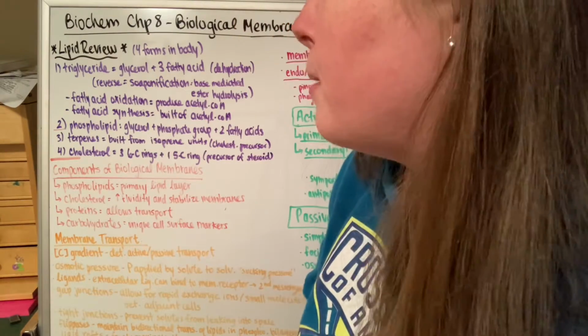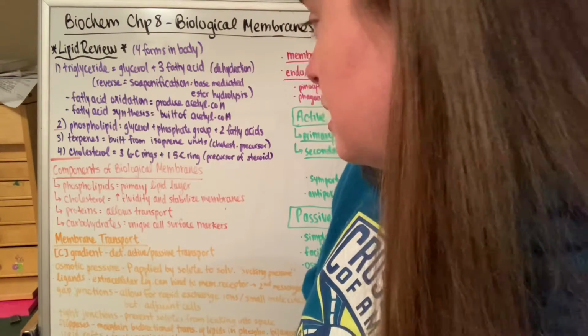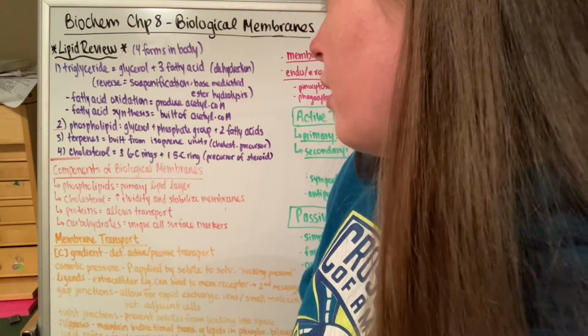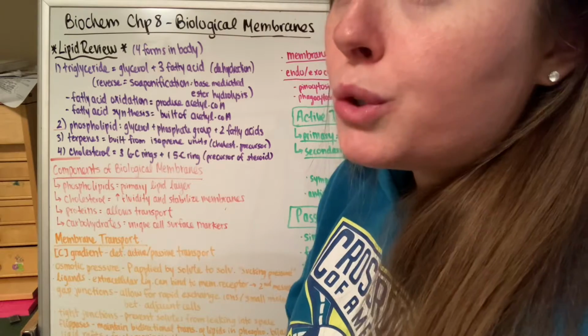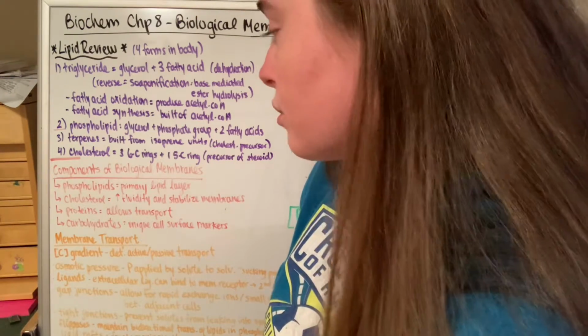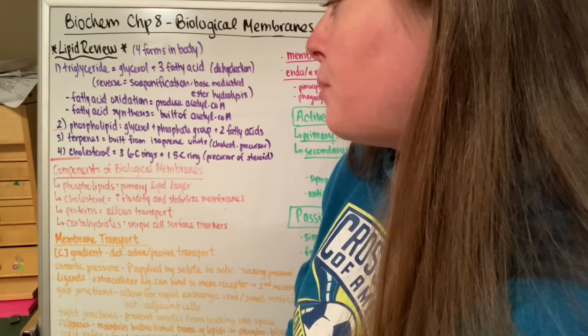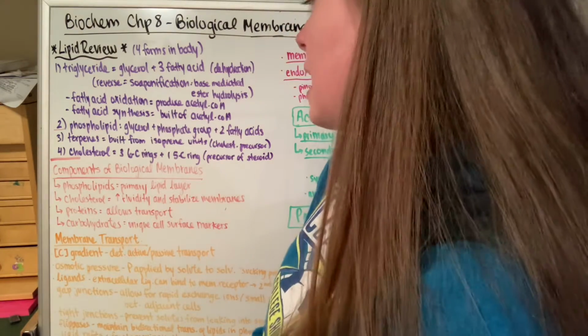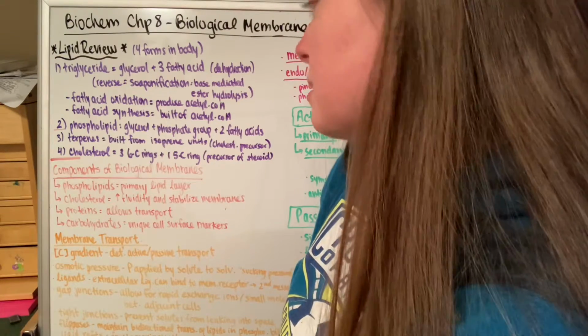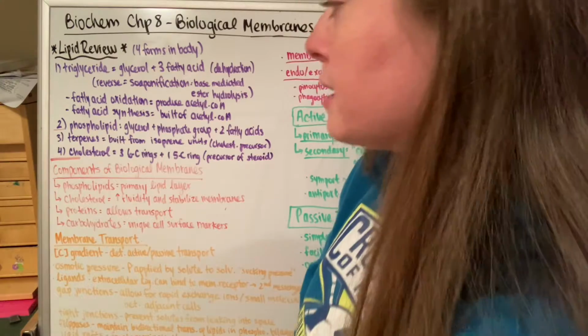So then we have number 3, which is terpenes, and those are built from isoprene units, and terpenes are a precursor to cholesterol. And then we have cholesterol, which is the 4th type, and that's composed of 3 6-carbon rings and 1 5-carbon ring, and it's a precursor for steroids. Okay, so now let's move on to chapter 8.